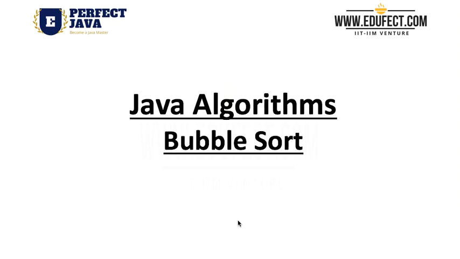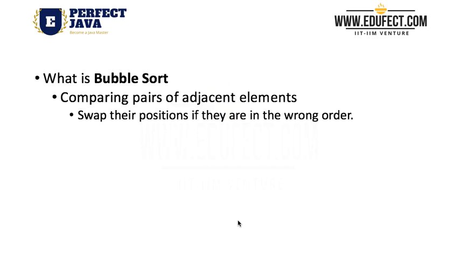In this lesson on Java algorithms, we will learn about bubble sort. Bubble sort is a way to sort a group of elements, and the way it works is by comparing pairs of adjacent elements, and we swap their positions if they are in the wrong order. So this is how bubble sort works. We will look at an example to understand how it will work.